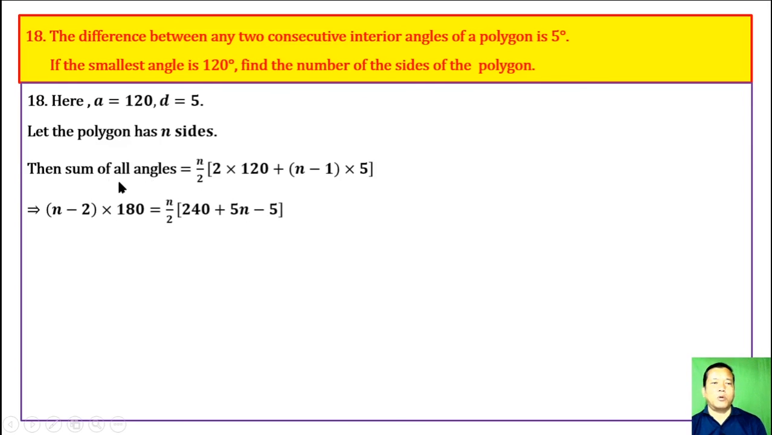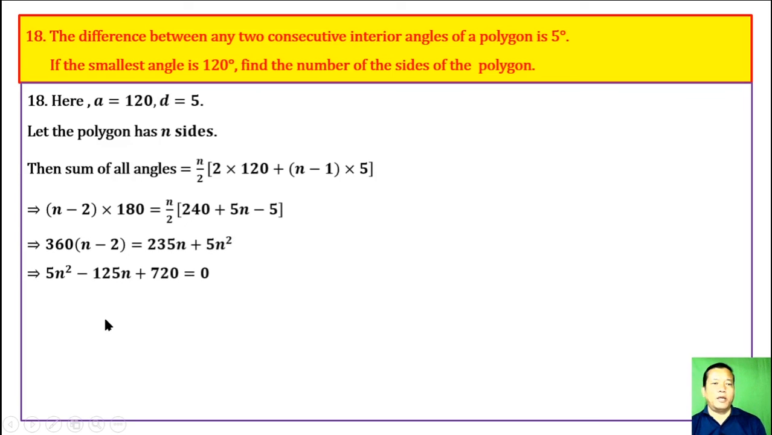The sum of all angles is also given by (n - 2) times 180. As a polygon having n sides, we can construct n - 2 triangles, and each triangle has 180 degrees. Therefore, for n - 2 triangles, the sum of all angles is (n - 2) into 180.